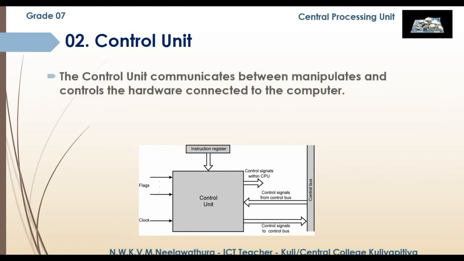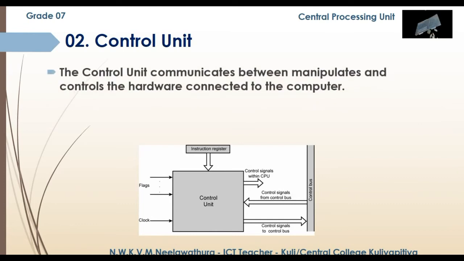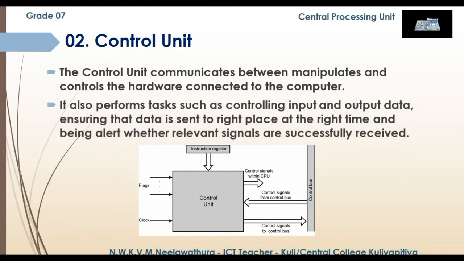Control unit. The control unit communicates between, manipulates and controls the hardware connected to the computer. It also performs tasks such as controlling input and output data, ensuring that data is sent to the right place at the right time, and being alert whether relevant signals are successfully received.